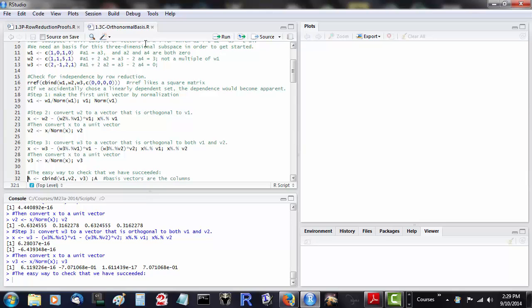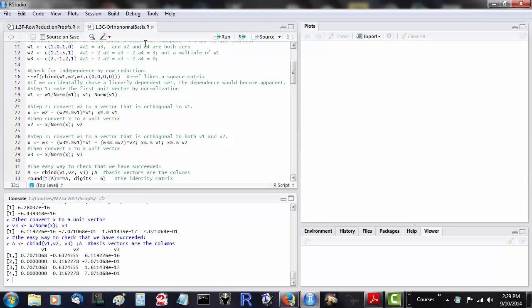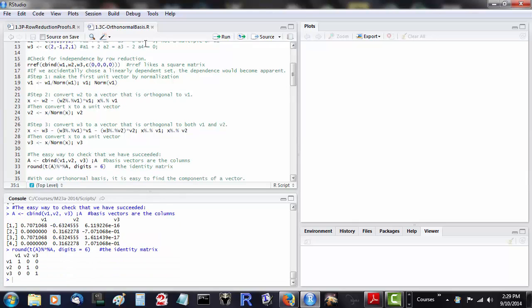What's the easy way to check that we've succeeded? Well, let's bind these three vectors together into a matrix. This matrix A has three columns that are unit vectors. They're mutually orthogonal. You've met such matrices before. They qualify as isometries, and they have the property that when you multiply this matrix by its transpose, you get the identity matrix, and sure enough, it passes that test.